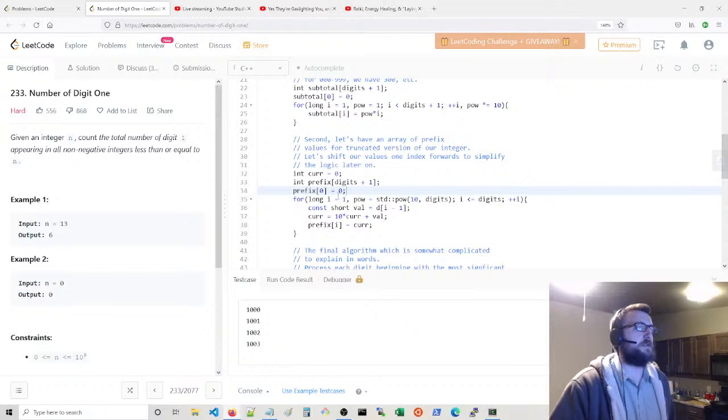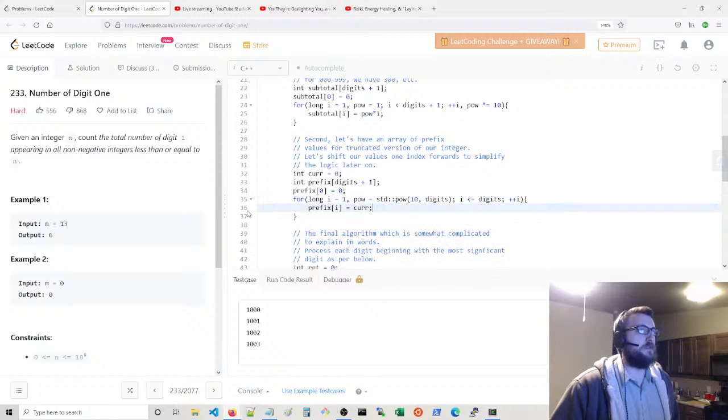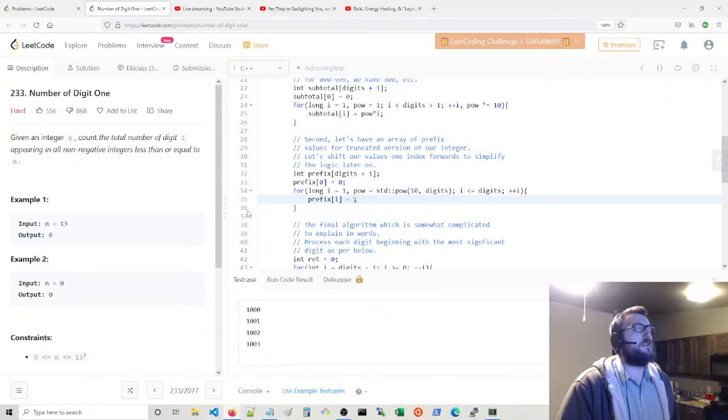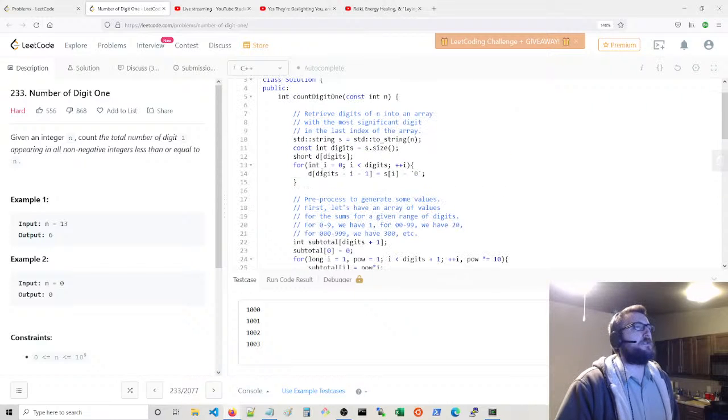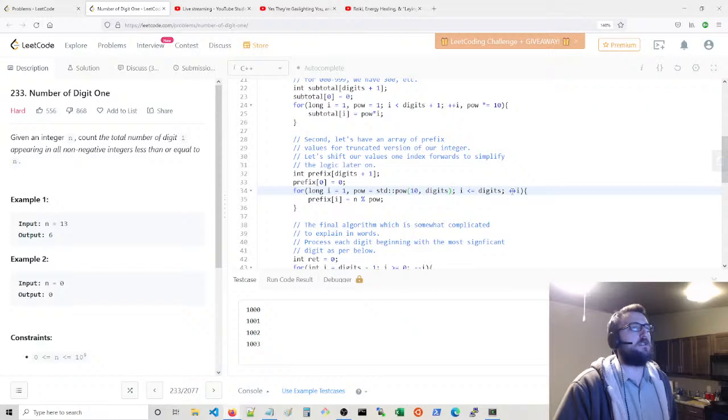You still probably want to do it this way, but what you're going to do is a division. So prefix of i is going to be the value itself, n modulo power. That's the way to do it. And we're going to divide equals the power by 10.